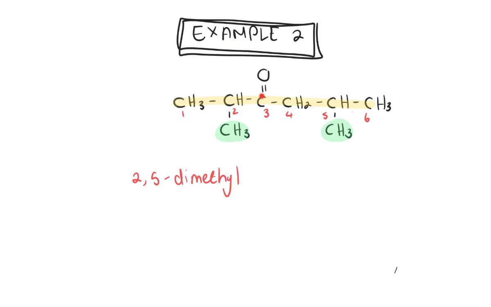Now I can move on to my main chain, which is 6. So it's going to be hex. And now I also need to write down the name and position of my functional group. It's a ketone because my carbon-oxygen double bond is inside the chain, not at the end, which would make it an aldehyde. This is a ketone and it's on carbon number 3. So it's 3-one.